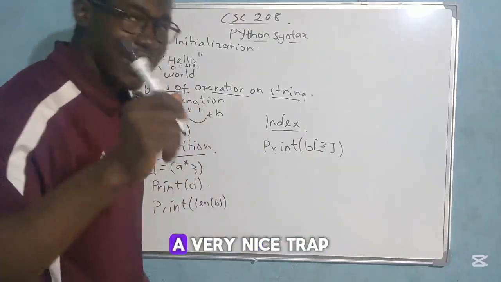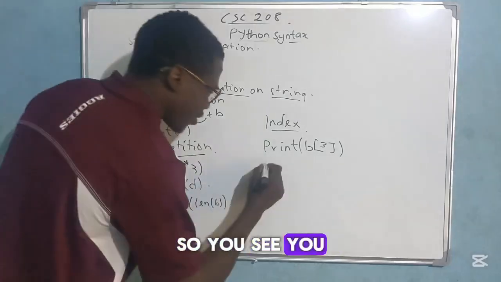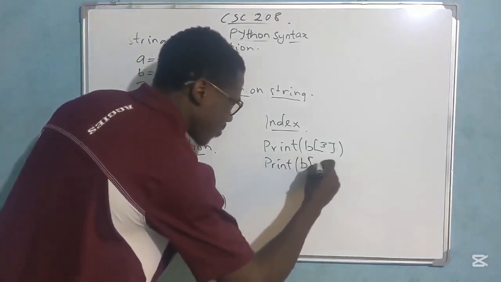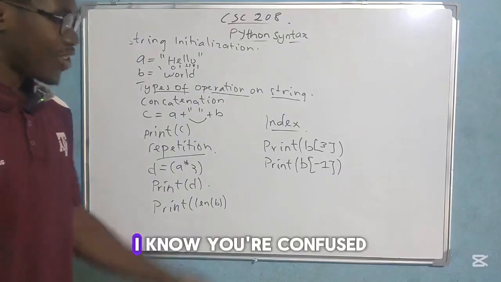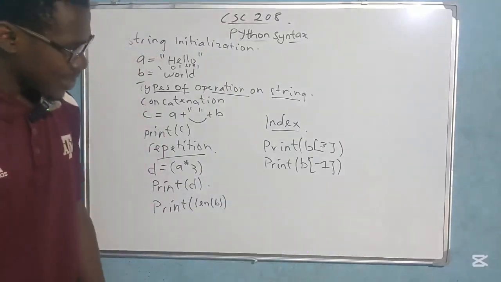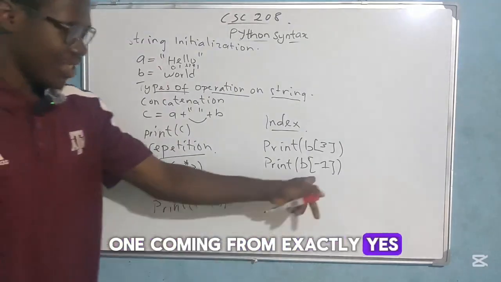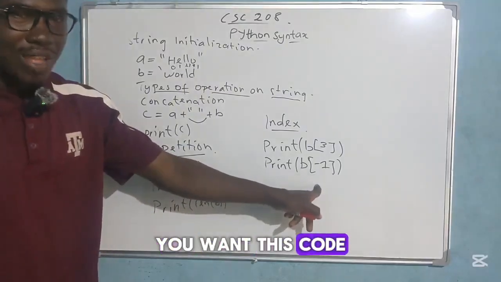And then you have something else, a very nice trap that usually comes also during the exams. You have something like print B at -1. I know you're confused. Is that coming from 0? So where's -1 coming from? Exactly. Yes. This is going to print something out. And I want you to write it down before you run this code.